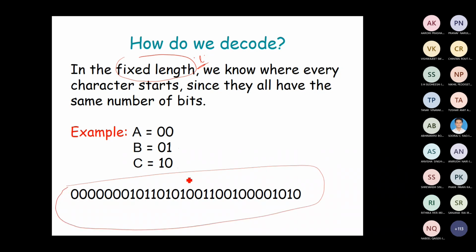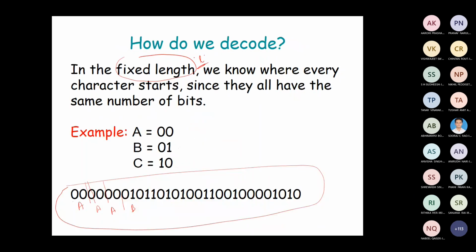How can I make out the information from this? Starting from the first bit, make a group of 2 bits. So I'll make 2 bits here, 2 bits. 00 corresponds to what? The symbol A, and the next 00 corresponds to A, and the next 00 corresponds to A, and the next 01 corresponds to B, and so on. I can decode uniquely.